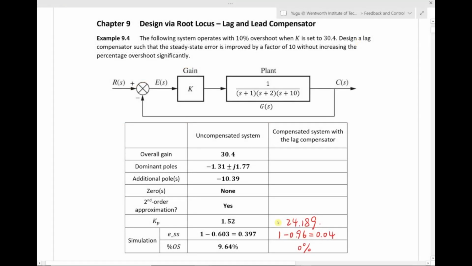Coming back to the table, I have already filled in the information that we have obtained about the compensated system. We have the Kp, which has been significantly increased. We have a steady-state error of 0.04, which is about 10 times less than the original steady-state error. And we have 0% overshoot, which is less than 10%. As far as the overall gain, since the lag compensator does not introduce an additional gain, it stays the same as 30.4. For the remaining part of the table, I need to go back to MATLAB to find the closed loop poles and zeros.